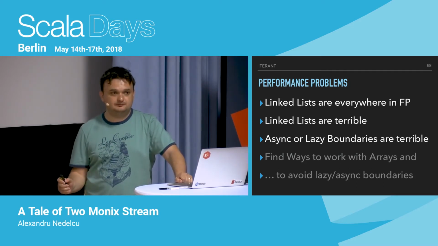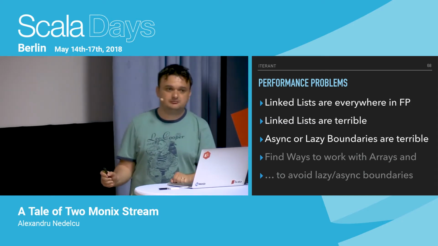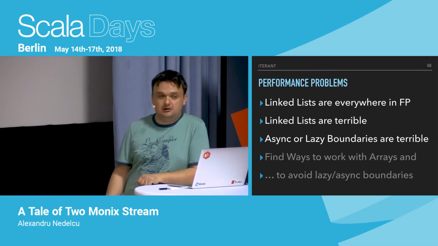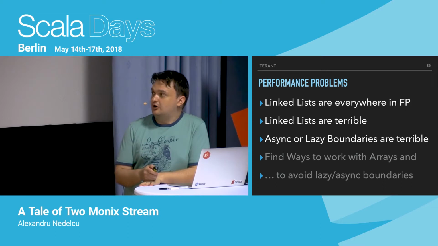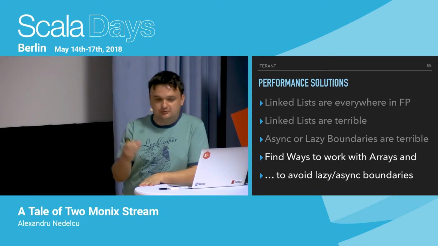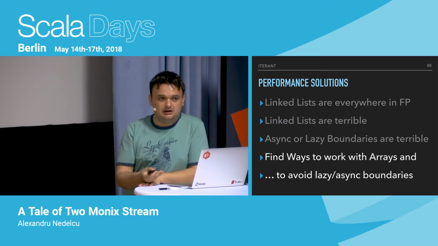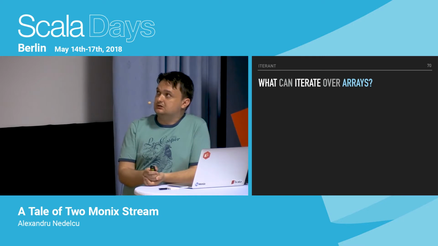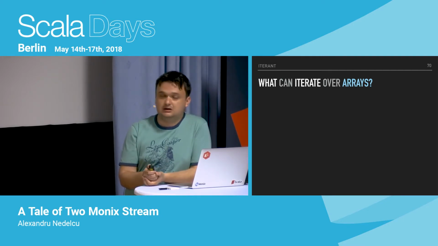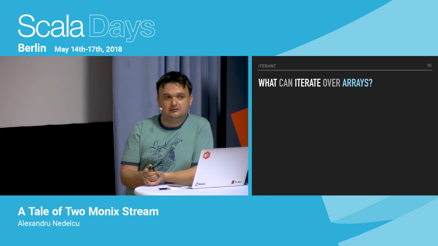It has performance issues, like all things in Scala that are too pure. The problem is that it's basically a linked list. Linked lists are terrible for performance, and it's a linked list that introduces lazy or asynchronous boundaries at each step, and those are terrible as well. So in order to make stuff more performant when working with functional programming, we really need to find ways to work with arrays and to avoid essentially lazy asynchronous boundaries. What can iterate over arrays efficiently with near zero performance overhead?